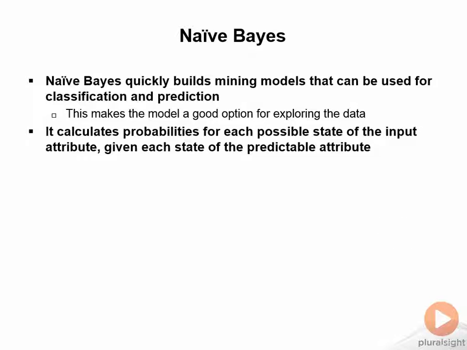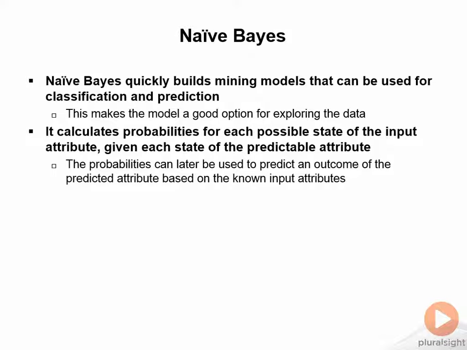The logic of the algorithm is the following. It calculates probabilities for each possible state of the input attribute given each state of the predictable attribute. Basically, it calculates frequencies distribution of input attributes in the classes of the predictable attribute. And these probabilities can be used later to predict an outcome of the predicted attribute based on the known input attributes on new cases. All input attributes are treated as mutually independent. This is where the naive part of the name comes from. The algorithm uses one input attribute at a time.